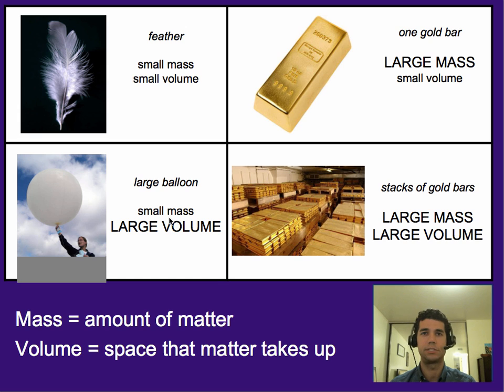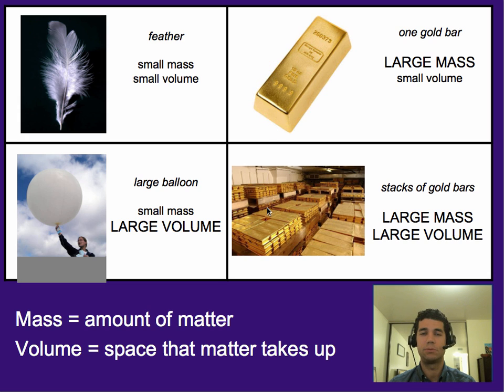So let's do a quick little side-by-side comparison of everything. Feather: small mass, small volume. It doesn't take up much space, and there's not a whole lot of stuff there. Gold bar: large mass, small volume, so it's not very big in comparison to many other things, but there's a lot of heftiness to it. In other words, it's really hard to push and pull. A large balloon has a large volume but a very small mass. It takes up more space than this gold bar, but it's a whole lot easier to push and pull that balloon around than it is to pull around a gold brick.